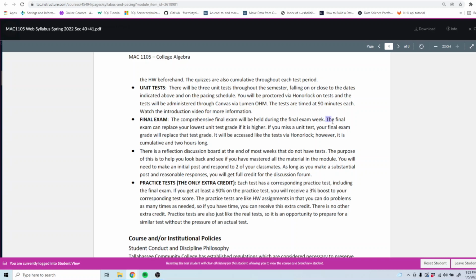Now, the important thing is kind of highlighted here. If you miss a test or you get a very low score on one of the 3 tests, if you do well on the final exam, as in its grade is higher than that low test score, it will replace that missing or low test score. So it can really be a savior at the end of the semester. One thing to keep in mind, though, it is comprehensive. So if you didn't do well on a test and then you don't study more for that part of the test when it comes time for the final, you're probably not going to benefit from that. So you really have to study for the final exam a lot.